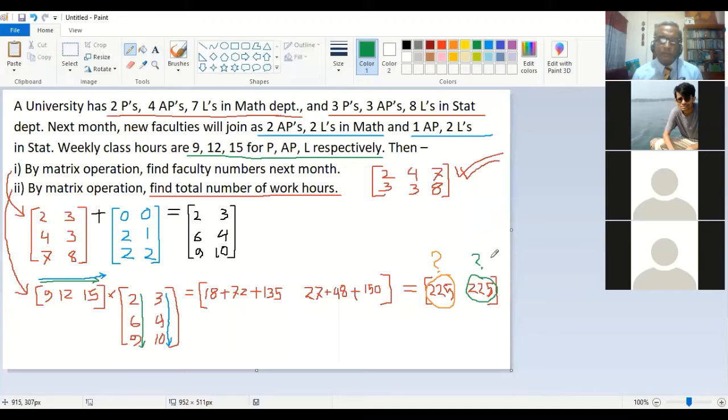It is the number of faculty working hours of the statistics faculties. Right, exactly. So you can understand easily when you do the multiplication. The number of class hours for the professor is going with the professor. The number of class hours of the assistant professor is going with the assistant professor, and then the lecturer is going with the lecturer calculation, right? And automatically the answer is coming.